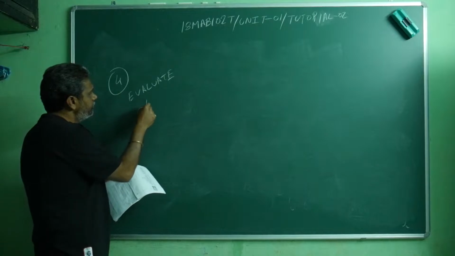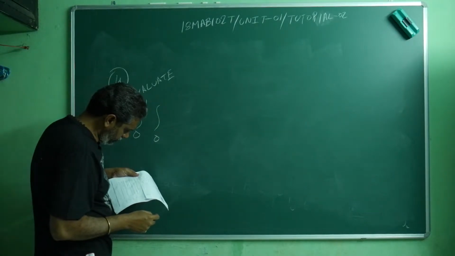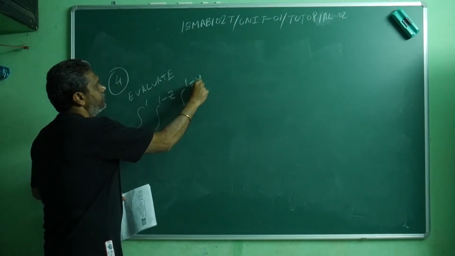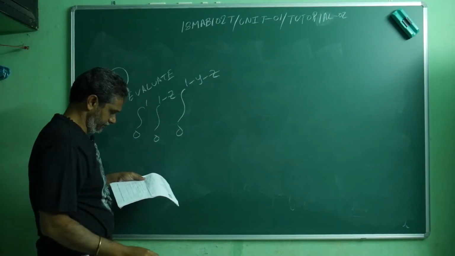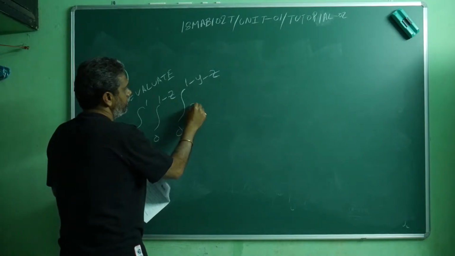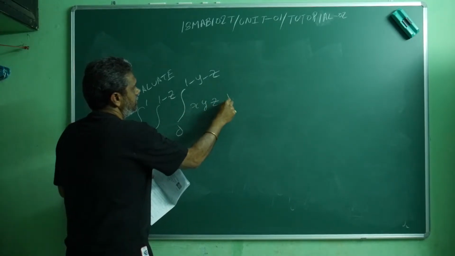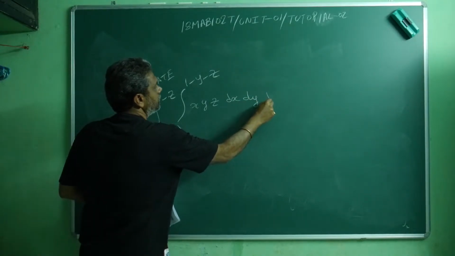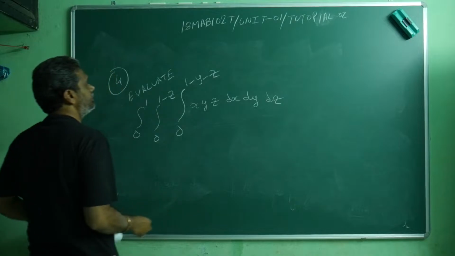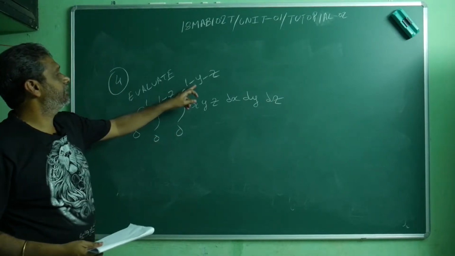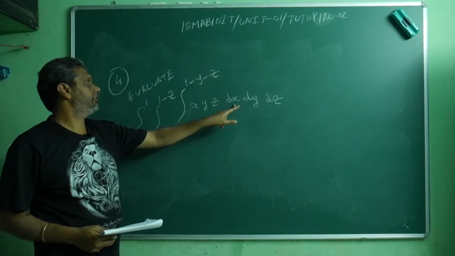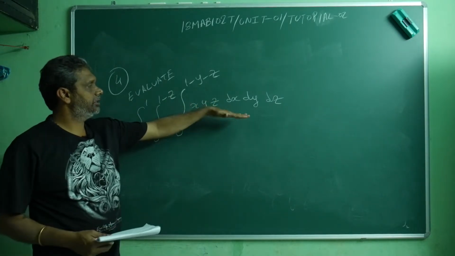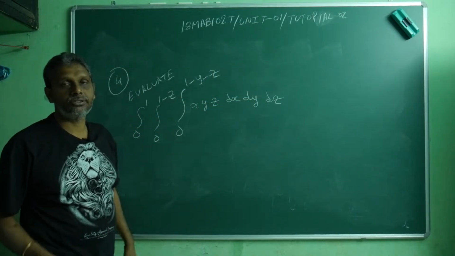Integral 0 to 1, 0 to 1 minus z, 0 to 1 minus y minus z, x y z dx dy dz. See, before that you can see the limits. This limit contains y and z, so you can attack x alone first. Don't do it with respect to z, then y, z. So whatever order is given, happily they gave it, we can start.